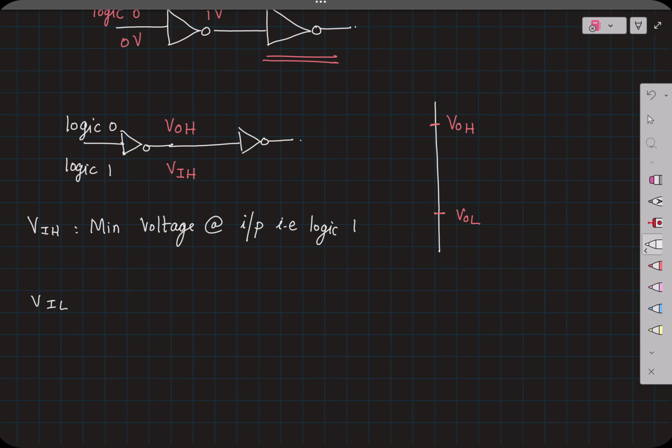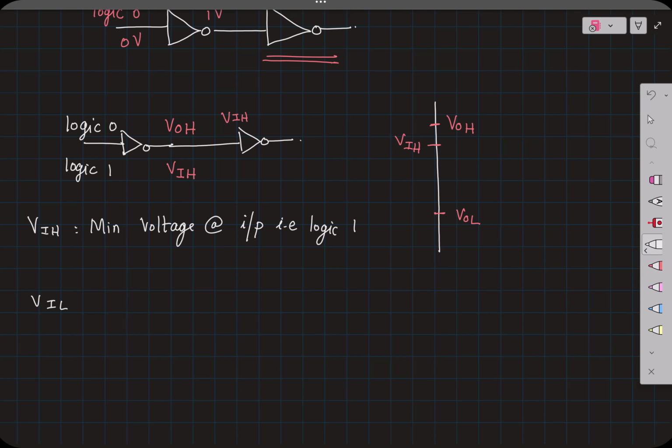So now this inverter has some VIH. You want your VOH to be treated as a logic 1 by this inverter. So can you tell me, should your VIH be greater than VOH or smaller than VOH? Smaller. It has to be smaller, right? So I'll mark the VIH here.